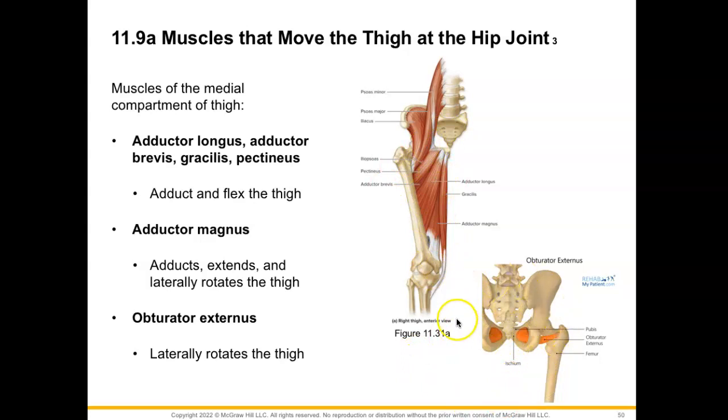So here is a posterior view of our pelvic girdle and the femur. And you can see this obturator externus that is attaching to this obturator membrane that would be found here at the obturator foramen and extending over to the femur. This muscle is going to cause lateral rotation of the thigh.